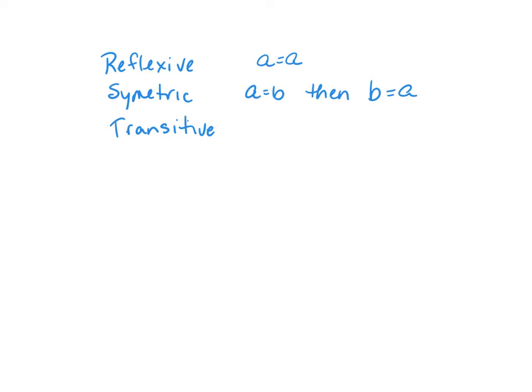So transitive has to be in this order. If A equals B and B equals C, then A equals C. So first, second, third, first, third. It has to be in that order. If you want to write that down on your cheat sheet, you're going to be able to use this cheat sheet to do your proofs, okay? Remember, it's like that. If it's not like that, it's probably substitution.